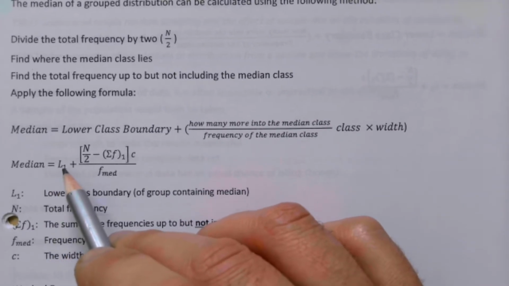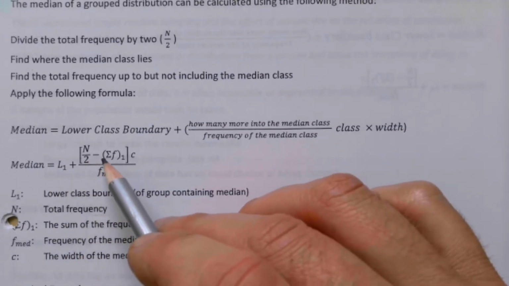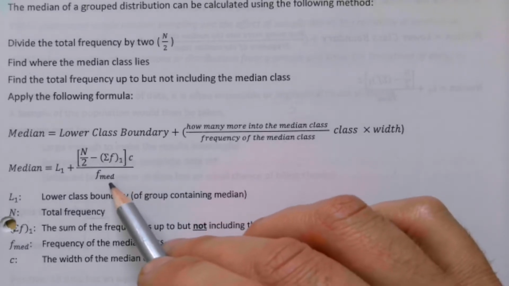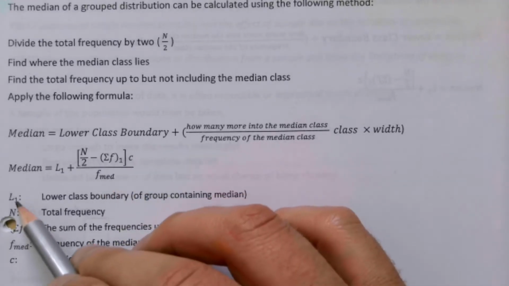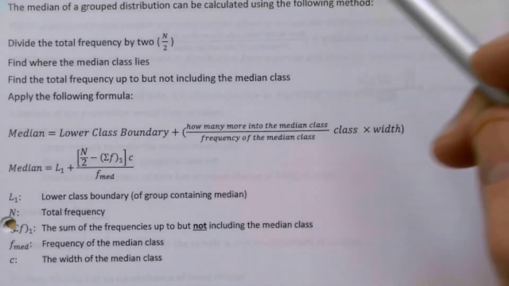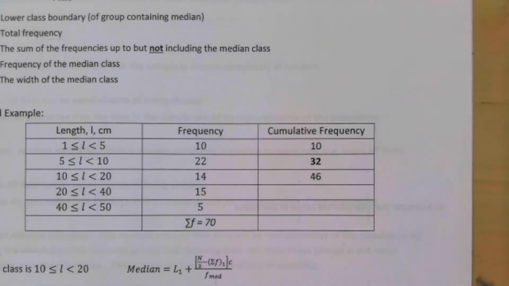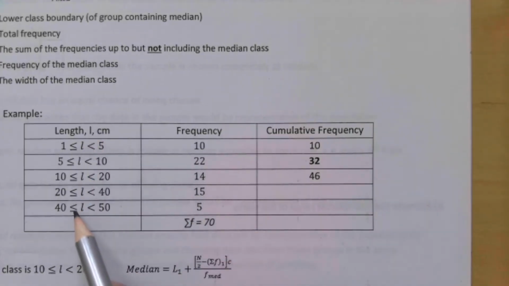So here's your formula here: L1 plus n over 2 minus sigma f1, multiplied by c, all over f med, and that tells you then what each of these are. I'll take a wee minute and try and make some sense out of it and see if we can work it out from there. So here are our lengths going from 1 up to 50. The frequencies add up to 70. So to find the median, we're looking for number 35. It's our best possible guess of 35.